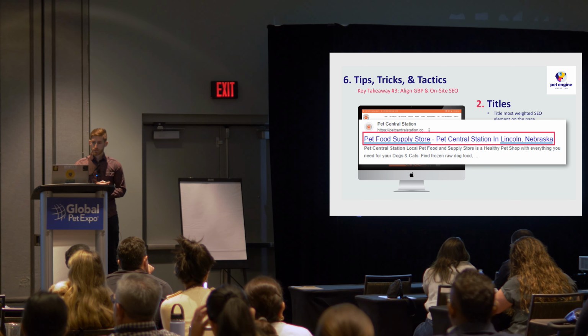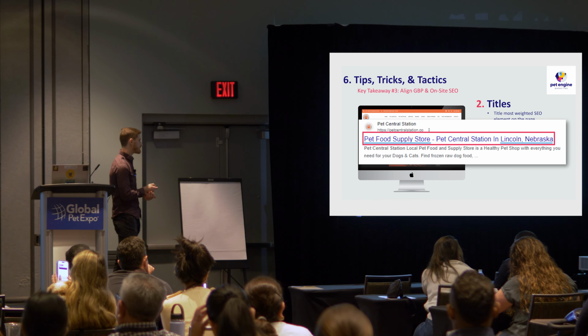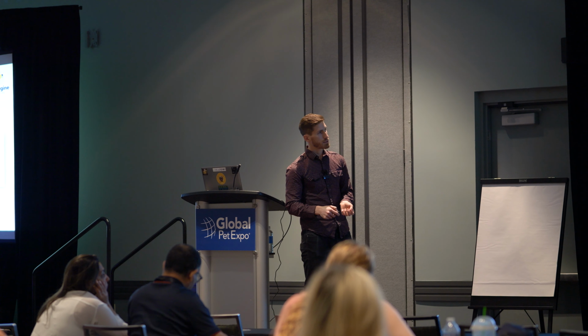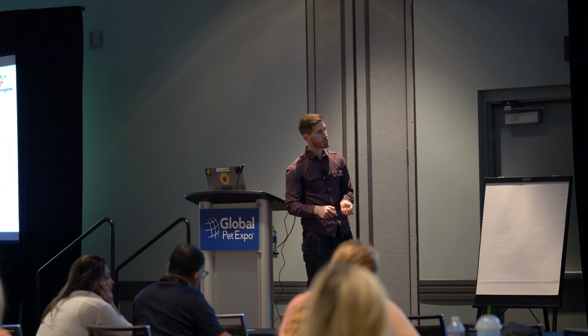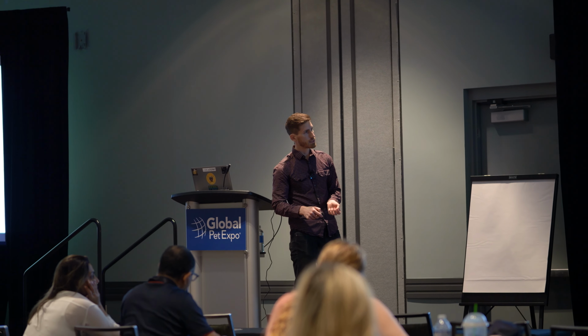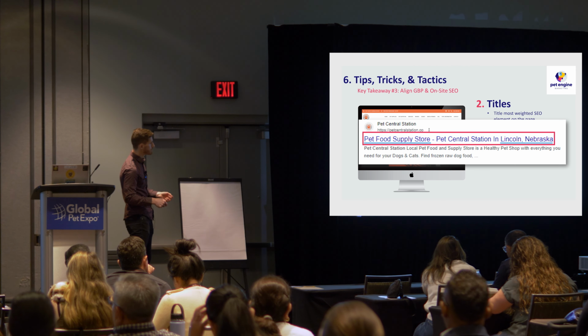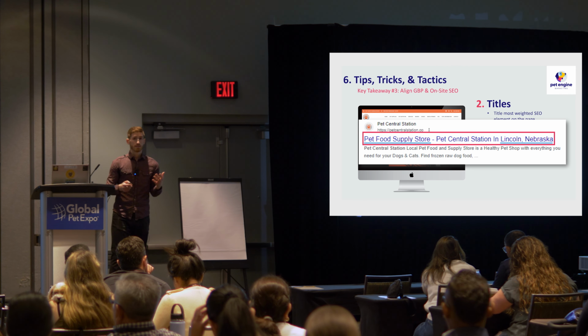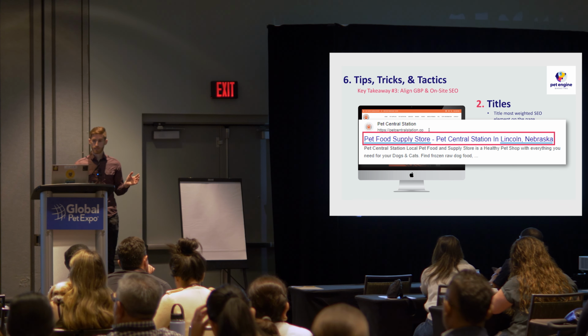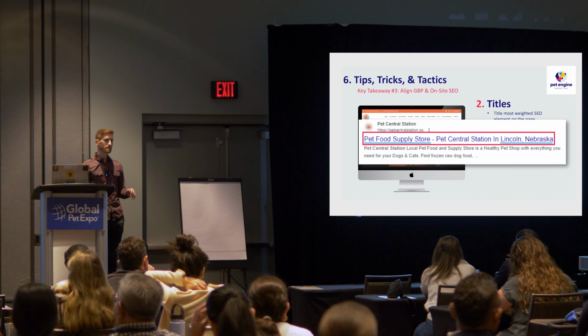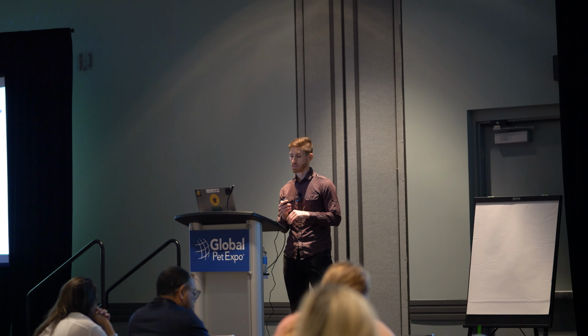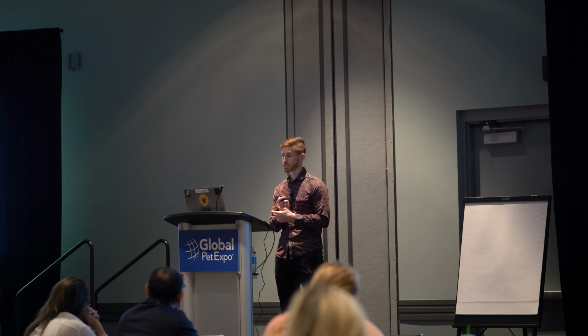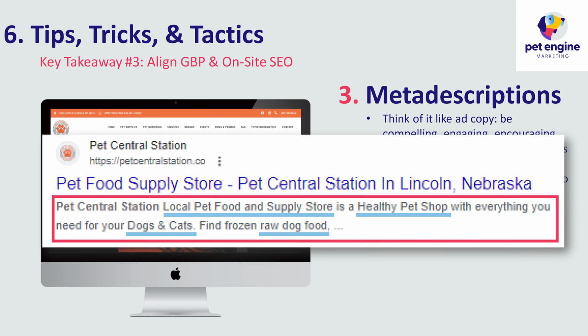Here's an example. We've got Pet Central Station, that's their website. This is their title on Google, and then this is their metadata as well, just beneath it. So their title, right, pet supply store, pet food, located in Lincoln, Nebraska. This is so simple, right? It's not fluffy, it's not trying to overcomplicate things. Simple is really what you want with SEO. There's no fluff, there's no jargon, just clear and concise info. Be stupid simple, that's really what you're going for here.